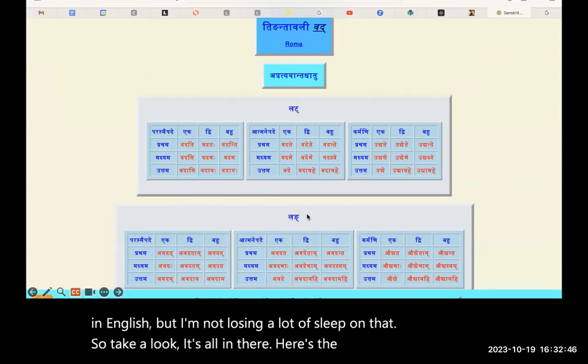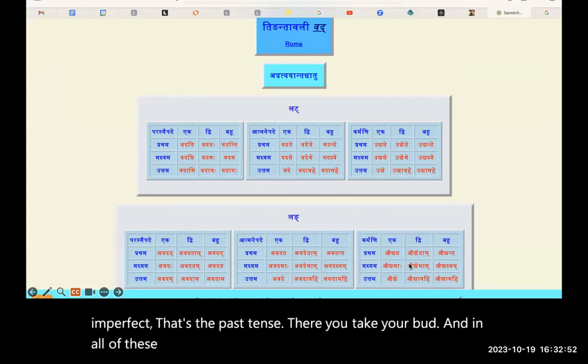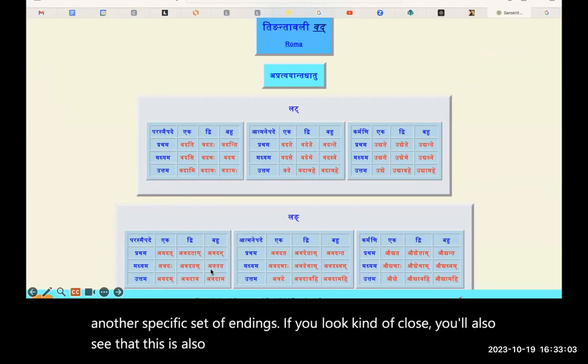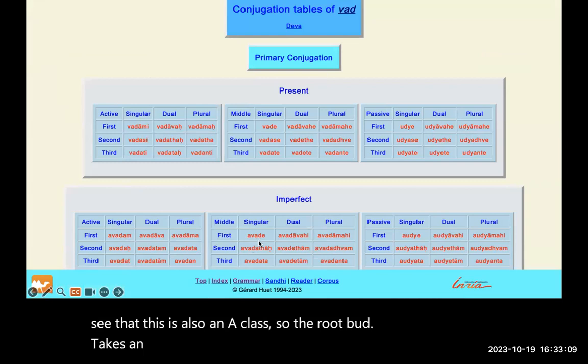Here's the lun form. That's imperfect. That's the past tense. There you take your vud, and in all of these, you add an a to the front of it. And then you have another specific set of endings. If you look kind of close, you'll also see that this is also an a class. So the root vud takes an a.